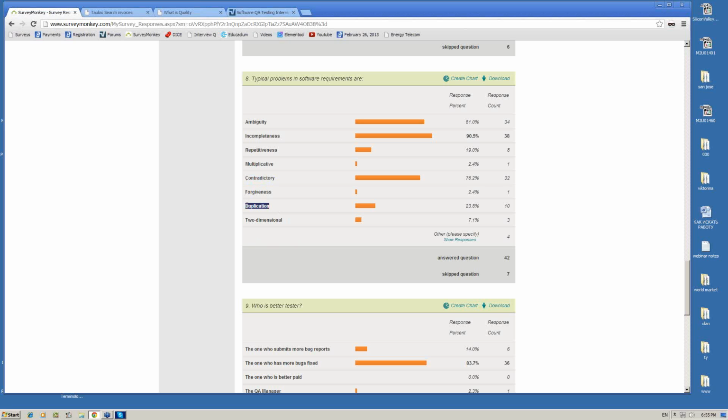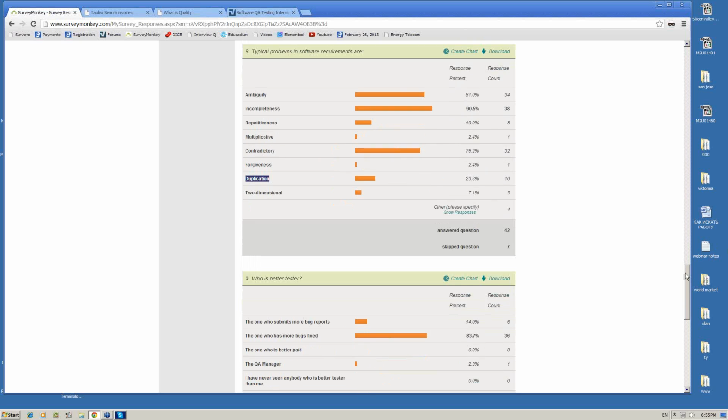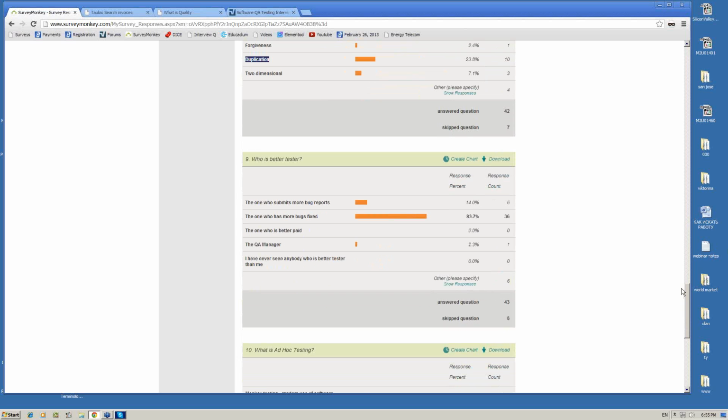Okay, then duplication, guys. If requirements have duplication, it's okay. If they are contradictory, if you read about the same thing and it is explained differently, then different developers get different ideas, and then it's not working together, then it's a problem. So ambiguity is a problem, not the duplication by itself.